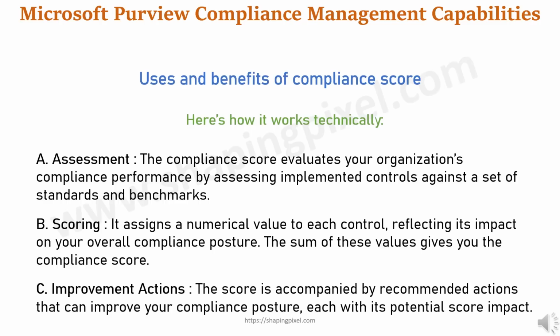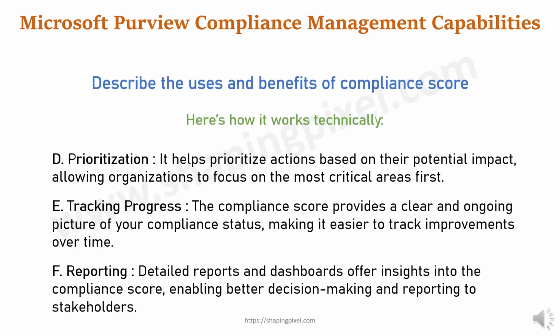C. Improvement actions. The score is accompanied by recommended actions that can improve your compliance posture, each with its potential score impact. D. Prioritization. It helps prioritize actions based on their potential impact, allowing organizations to focus on the most critical areas first.